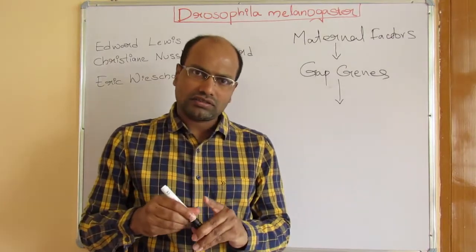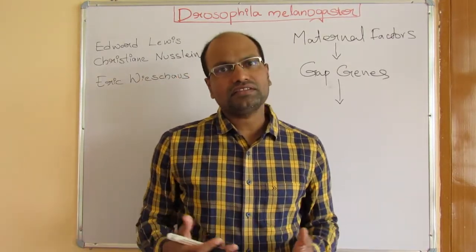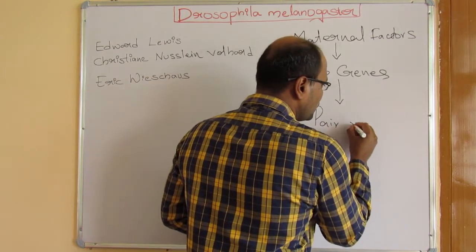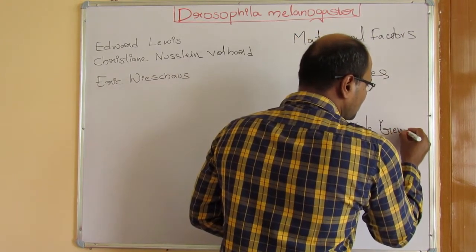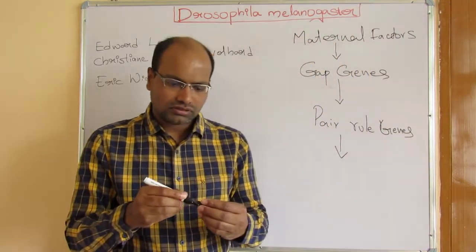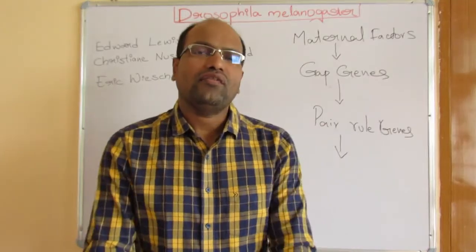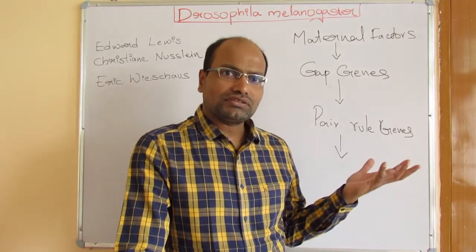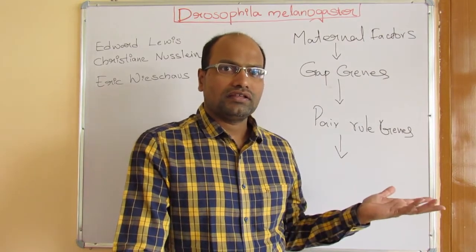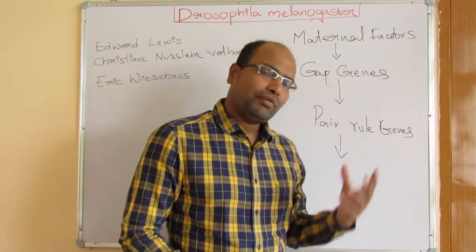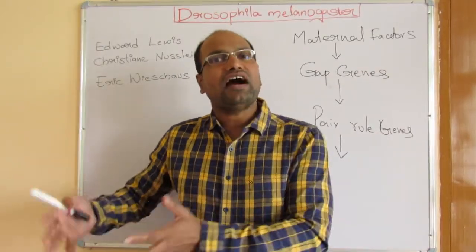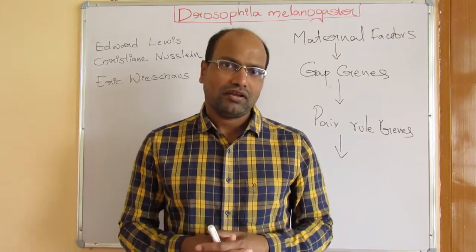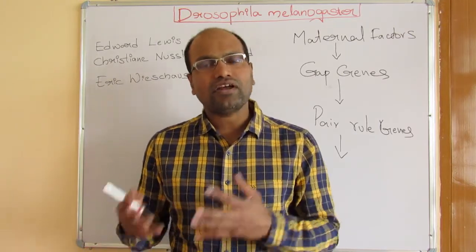their translated products will influence the transcription factors of another set of genes called pair-rule genes. These pair-rule genes will be expressed in every alternate segment. Again, we will see separately, in a separate video, what the gap genes and the pair-rule genes are. The segment where a pair-rule gene is expressed is called a parasegment.